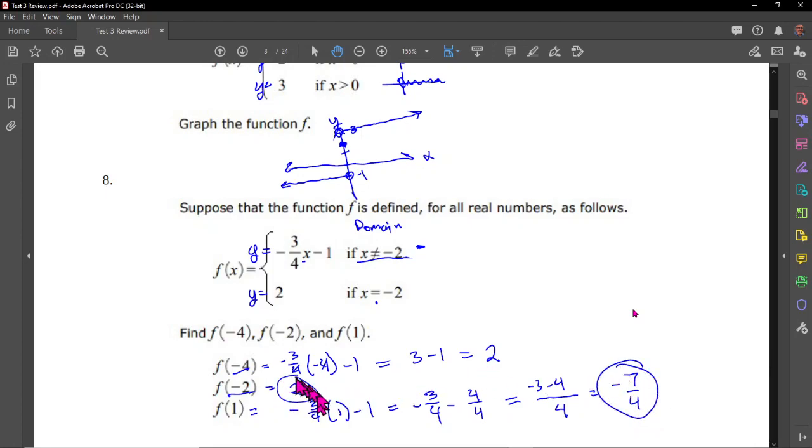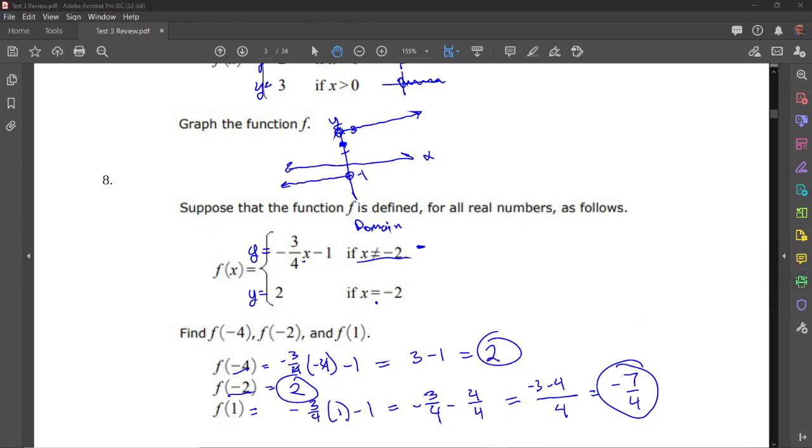So there's our 3 answers with a piecewise function. One part variable, the other part constant.